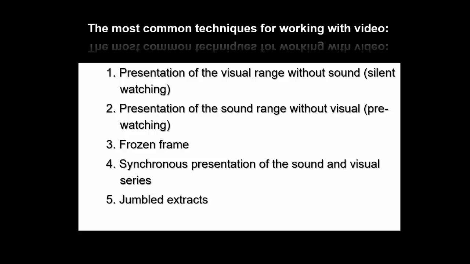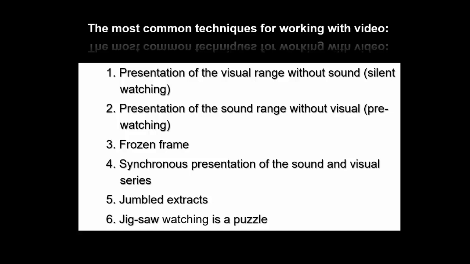Showing excerpts of the video in violation of the logical sequence, jumbled extracts. Ask students to arrange the passages in the correct or probabilistic order. Jigsaw viewing is a puzzle. For example, some students watch an episode without a sound sequence. Others listen to a soundtrack without a visual line, then exchange information and compare it with the original.